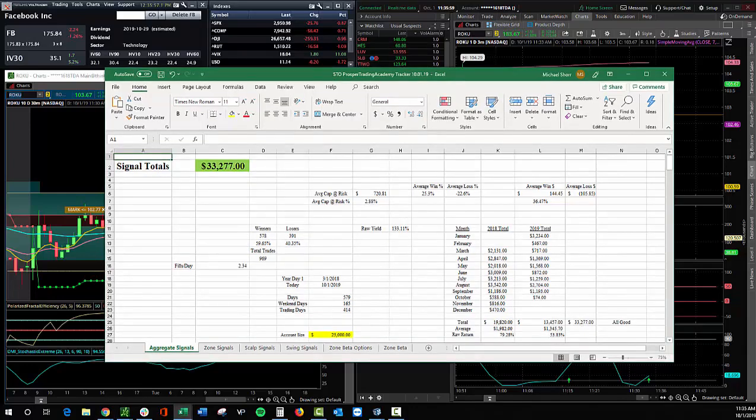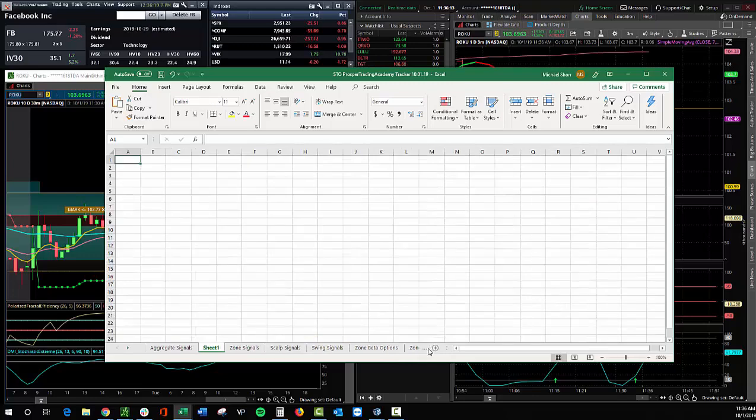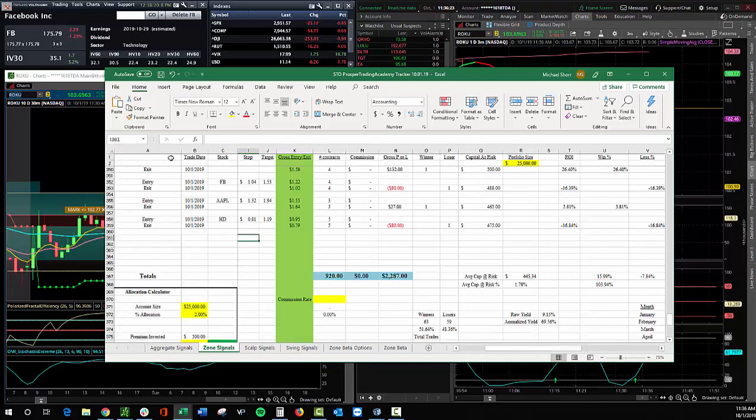The Clean Tracker doesn't have a zone or swing. Well, then just make a new tab and copy it. All you do is hit this plus button here, and that'll give you a new sheet. And then just copy it over. All right.